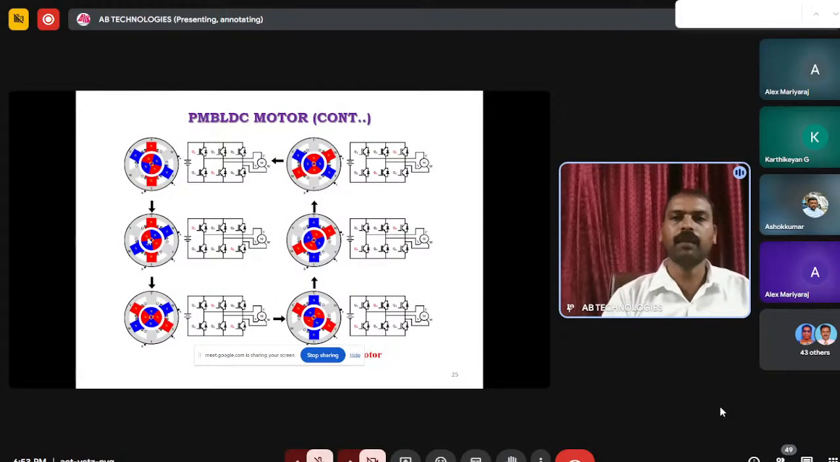So this is the forward and reverse direction control. In an induction motor, if you want to reverse the direction of the motor, you have to interchange the supply polarity. Similarly for a DC motor, but in the PMBLDC motor, it's not like that. Simply by rearranging the logic sequences, we can change the direction of the motor. So for locomotive application, it's very useful.